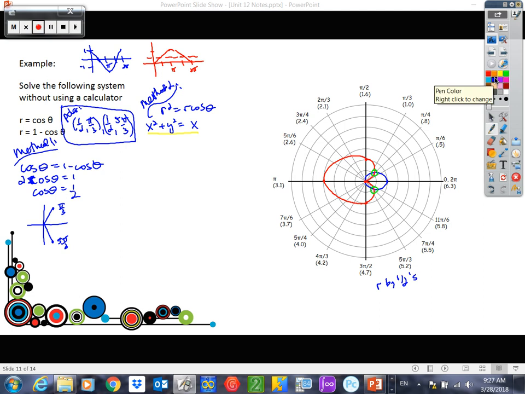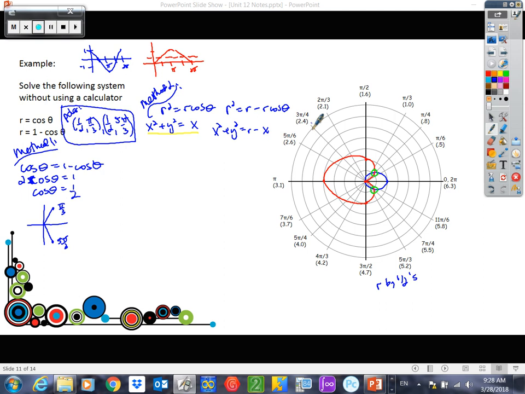Okay, let's work on the second one. So r equals 1 minus cosine theta. That also looks like a pretty good candidate for multiplying everything by r. So let's do that. So I have r squared equals r minus r cosine theta. Okay, I multiplied everything by r. Alright, so let's start converting. So we know r squared is x squared plus y squared equals r minus x.